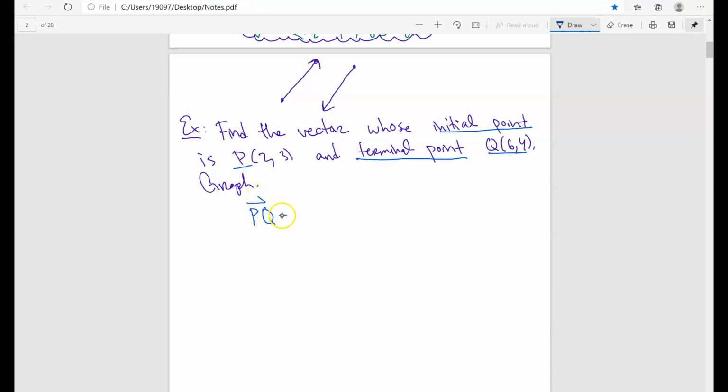Okay, so remember that what we need to do is we need to subtract the terminal and the initial point. So it's going to be the terminal, which is 6. We're going to subtract 2, so that's 6 minus 2. And then we're going to take our y's, 4, and subtract the other one, which is going to be 4 minus 3. So my vector is going to be 4 comma 1. This is going to be my vector.